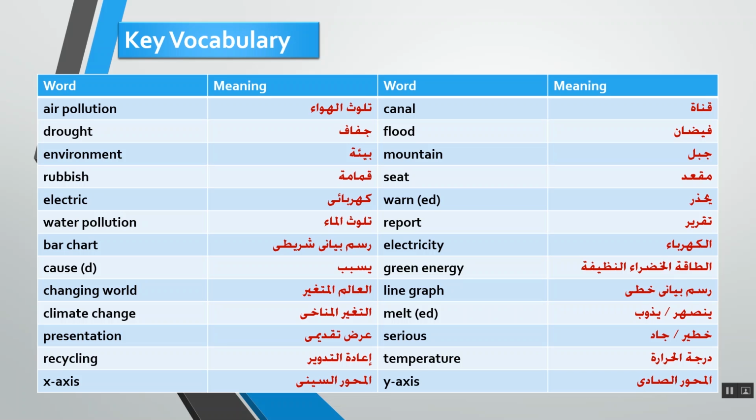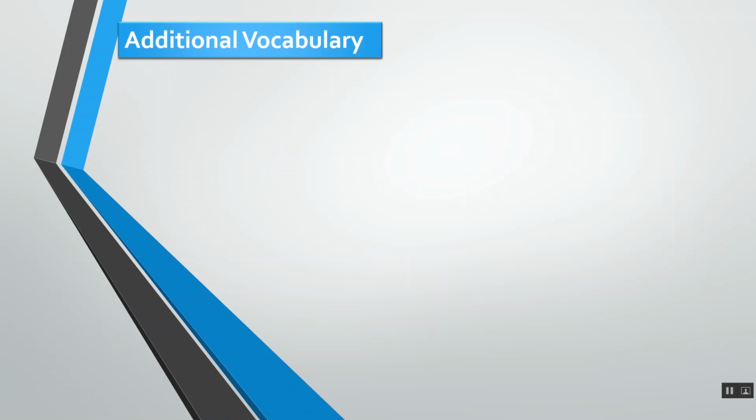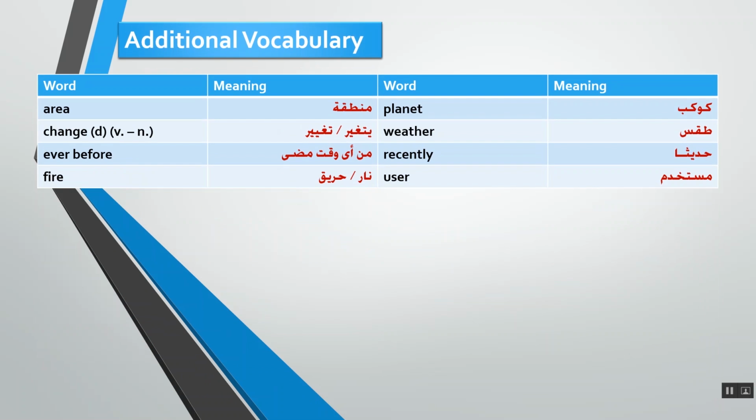x-axis, canal, flood, mountain, seat, warn, warned, report, electricity, green energy, line graph, melt, melted, serious, temperature, y-axis, area, change, changed, ever before, fire, planet, weather, recently, user.